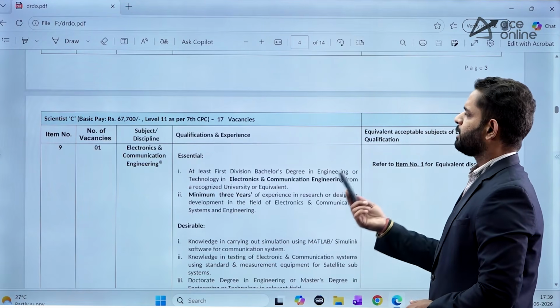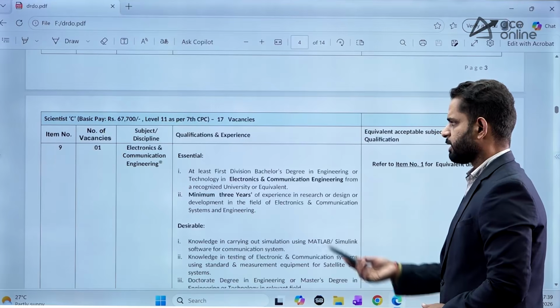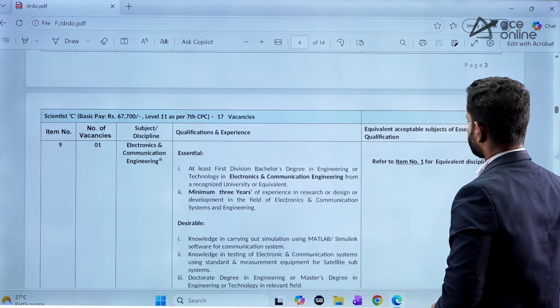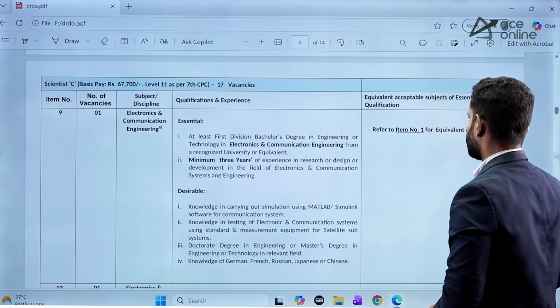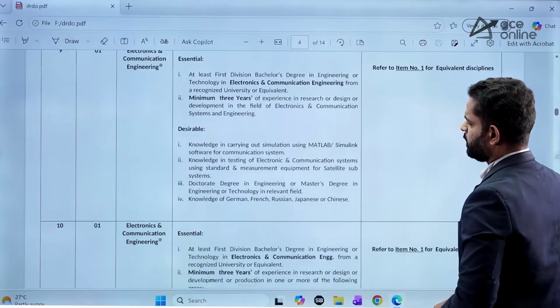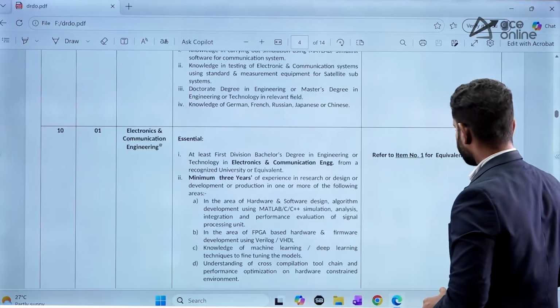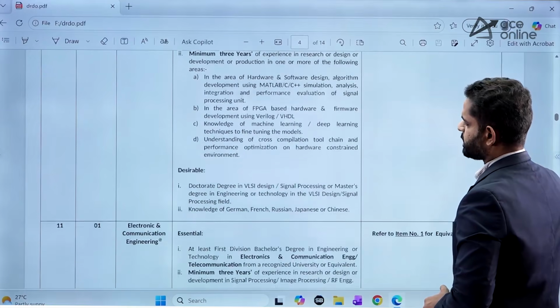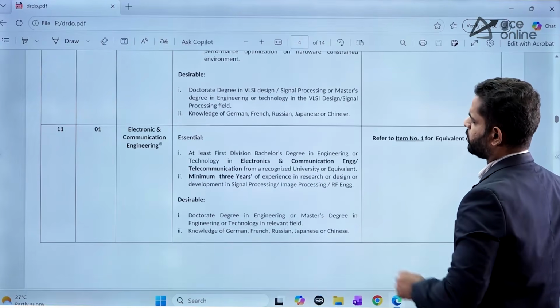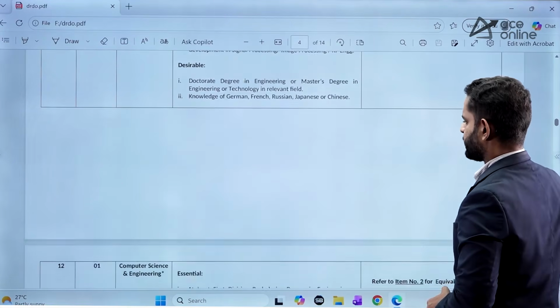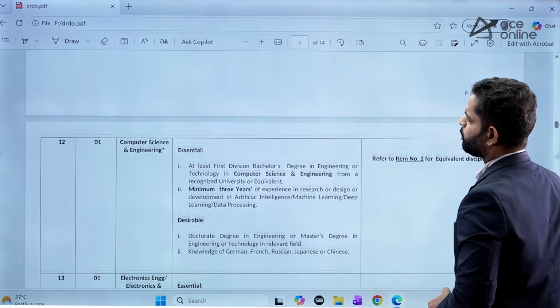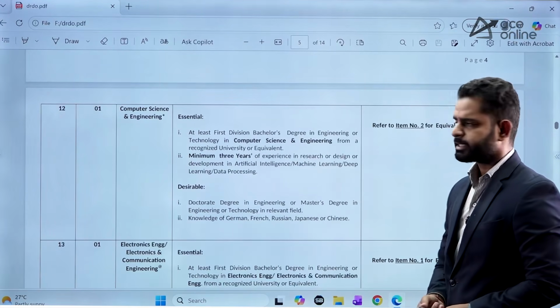One vacancy for electronics and communication engineering, their qualification and experience mentioned, and equivalent acceptable subjects of essential qualification also given. One vacancy for electronics and communication engineering. Next is electronics and communication engineering, one vacancy, and all the important posts and their qualifications are given.